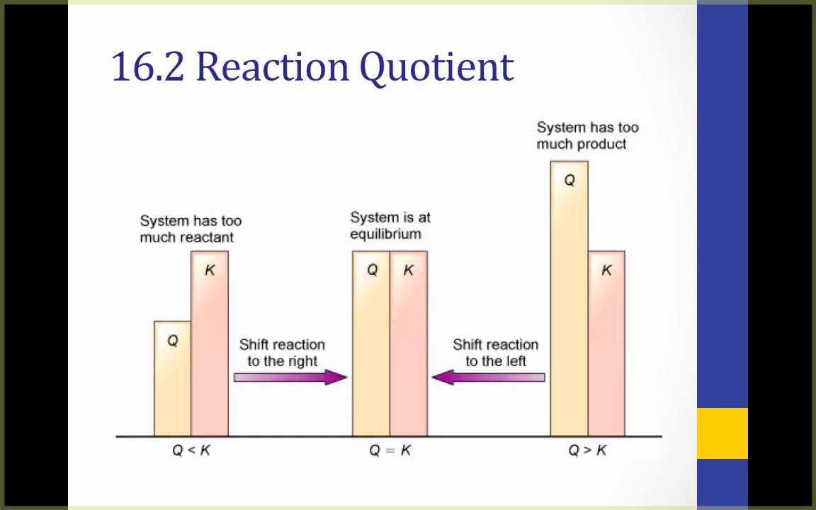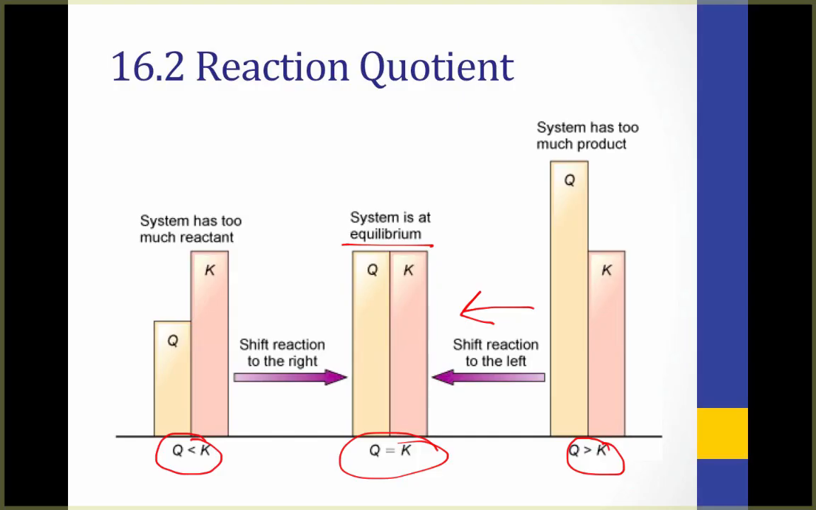Looking at this visually, here in the middle we see that Q is equal to K, therefore the system is at equilibrium. On the right, Q is greater than K, meaning there's too much product and not enough reactant. Therefore, our reaction will have to shift left in the reverse direction. On the left here, Q is less than K, meaning that there is too much reactant in the system. So the reaction will proceed to the right in order to use up that reactant and make more product.